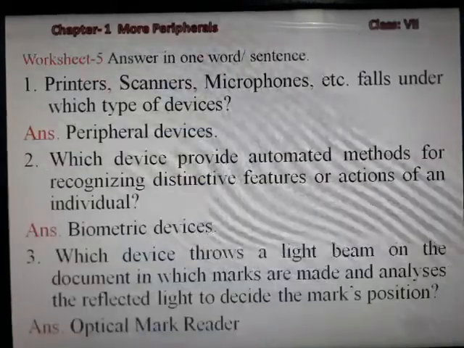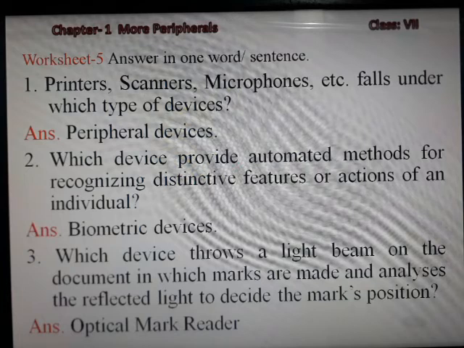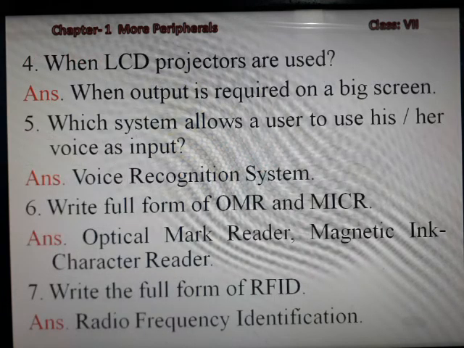At last, dear students, there are some solved question answers for you. You have to write down these questions and answers in your notebook very clearly.